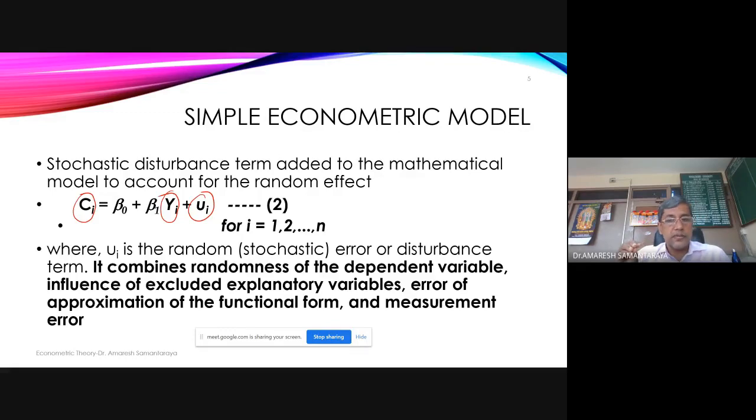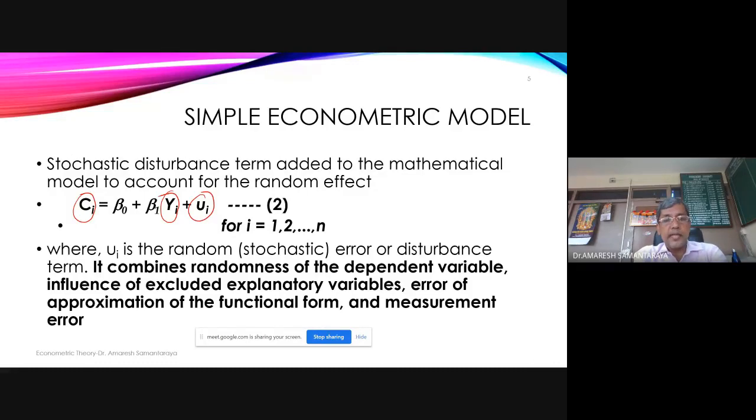Even for those who already studied econometrics, this is repetition. And for those learning econometrics for the first time, these are the nomenclatures you should remember. The left hand side variable is known as the dependent, explained, or endogenous variable. The right hand side variable is known as the independent, explanatory, or exogenous variable. Beta 0 and beta 1 are the intercept and slope coefficients respectively.